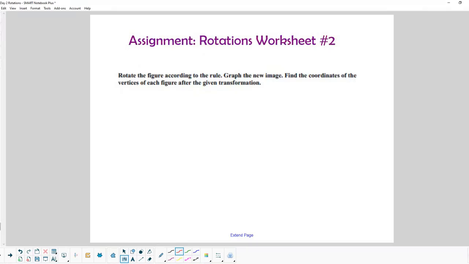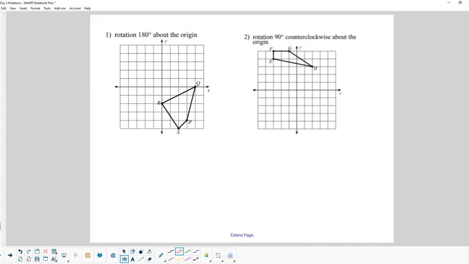Okay, so that's it. So now on the worksheet, we're going to rotate each figure according to the rule, graph the new image, and find the coordinates of the vertices of each figure after the given transformation. Okay, so let's see what that means. First of all, let's start out by writing down the coordinates of each point. So the first one, P, Q, R, S. Let's start with P. That would be 3, comma negative 4.